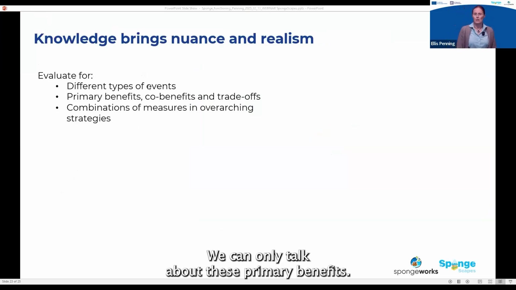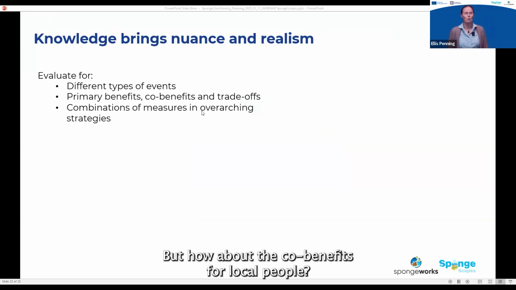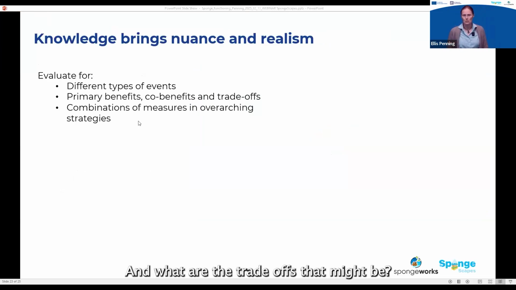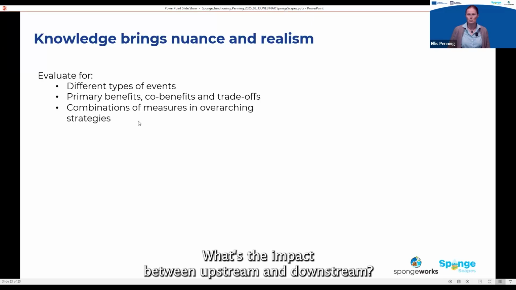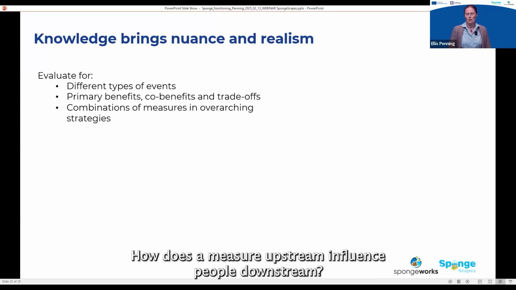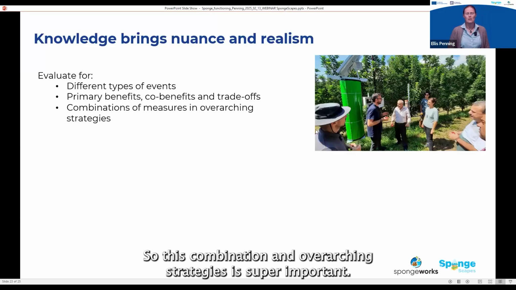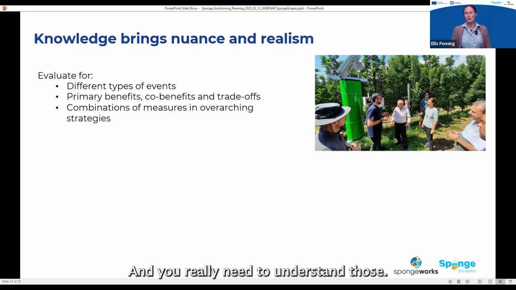The same goes for the primary benefits: we can only talk about those, but how about the co-benefits for local people? And what are the trade-offs that might be? What's the impact between upstream and downstream? How does a measure upstream influence people downstream? So this combination in overarching strategies is super important, and you really need to understand those well.